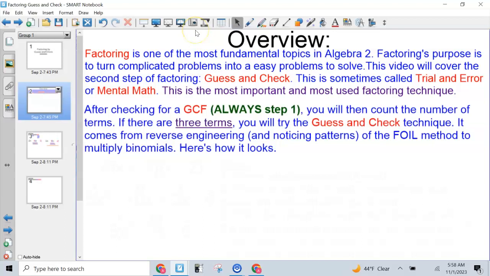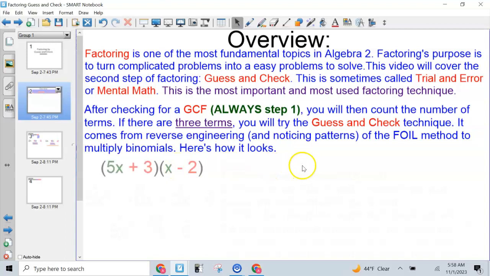So after checking GCF, which is still step 1, you're going to do step 2, count the number of terms. If there's 3 terms, you can do guess and check. Remember, if it's 2 terms, you do difference of squares. This comes from reverse engineering and noticing patterns of the FOIL method when multiplying binomials. So here's how it looks.